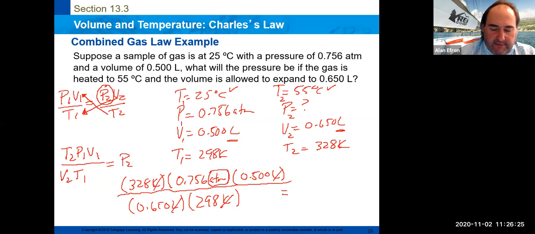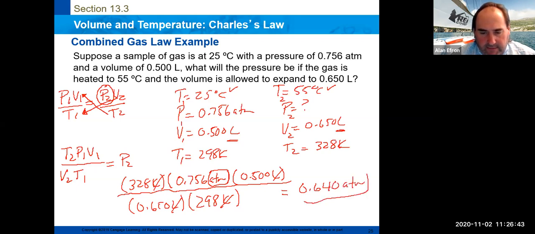And looks like we will end up with an answer that probably has numbers. Let's see. And it looks like we end up with 0.640, it looks like, perhaps. And again, the unit here would be atmospheres, if I did that right. Any questions on that one?